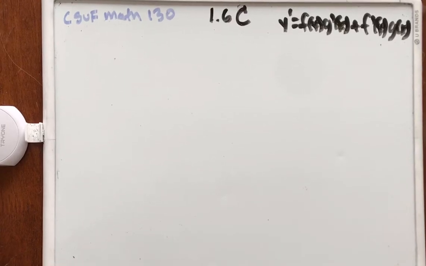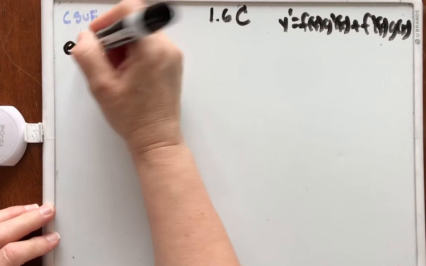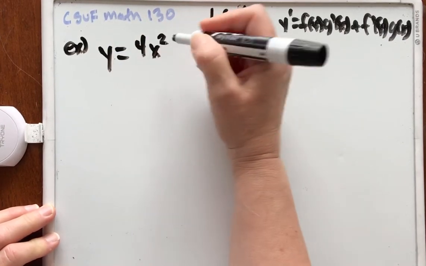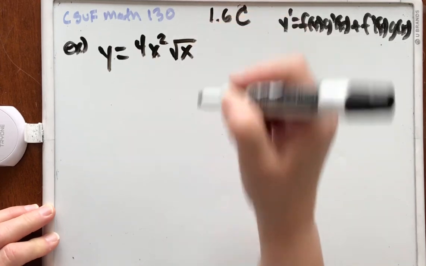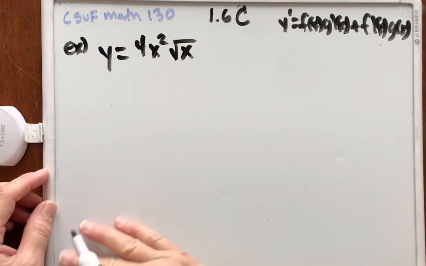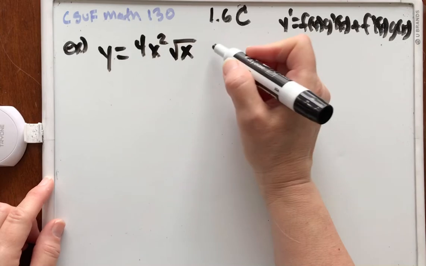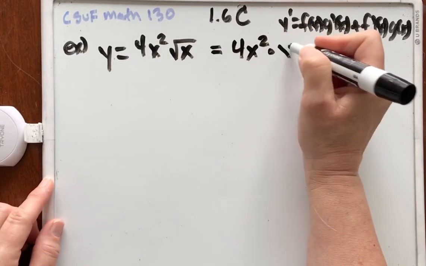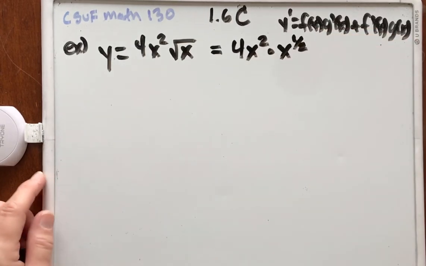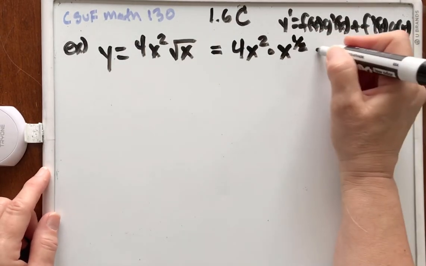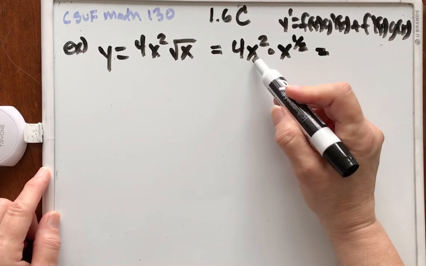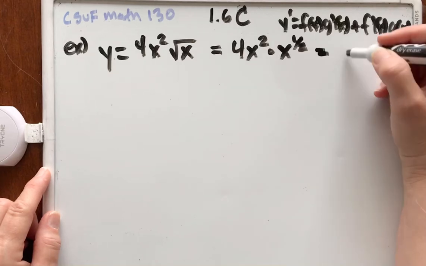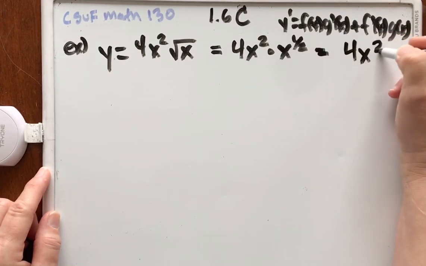All right, we're going to do another example. Y equals 4x squared times the square root of x. In order to take this derivative, why don't we just go ahead and change this radical sign? So we have 4x squared times x to 1/2. Now we have the same base here, so we can add these exponents: 2 plus 1/2. So we have 4x to the 2.5.